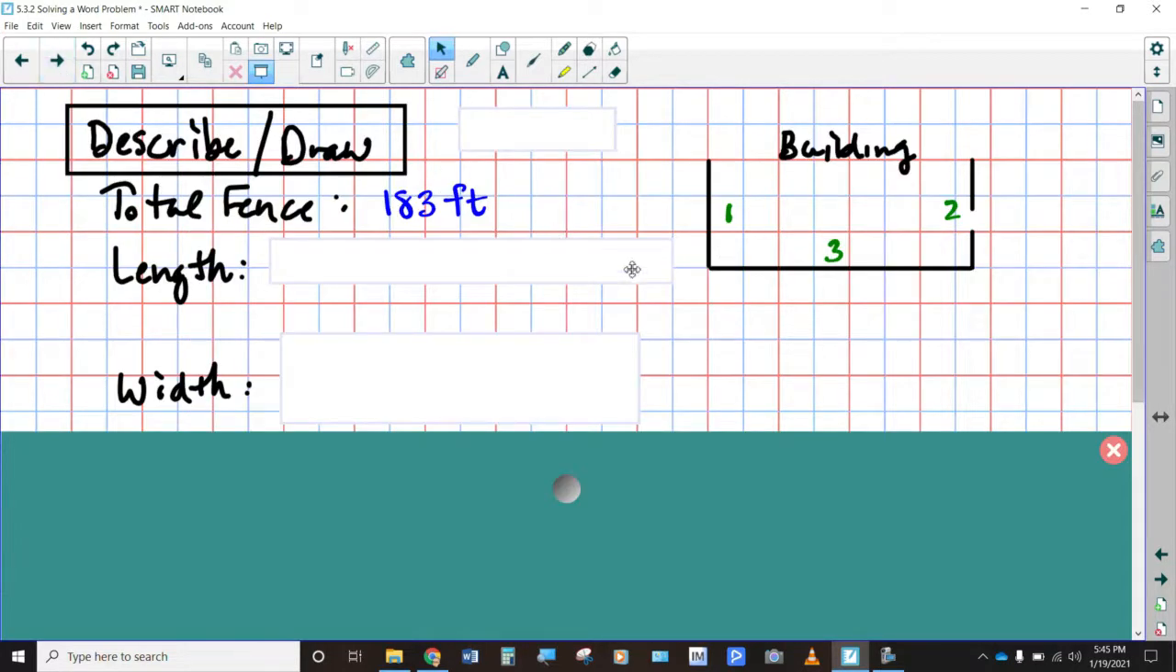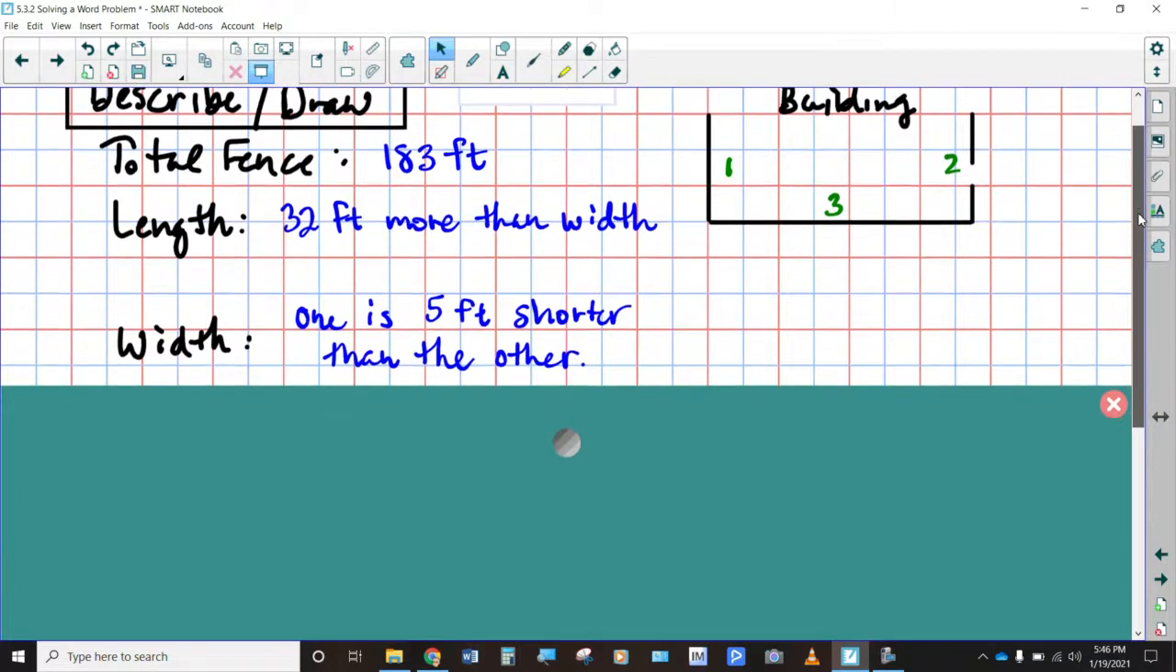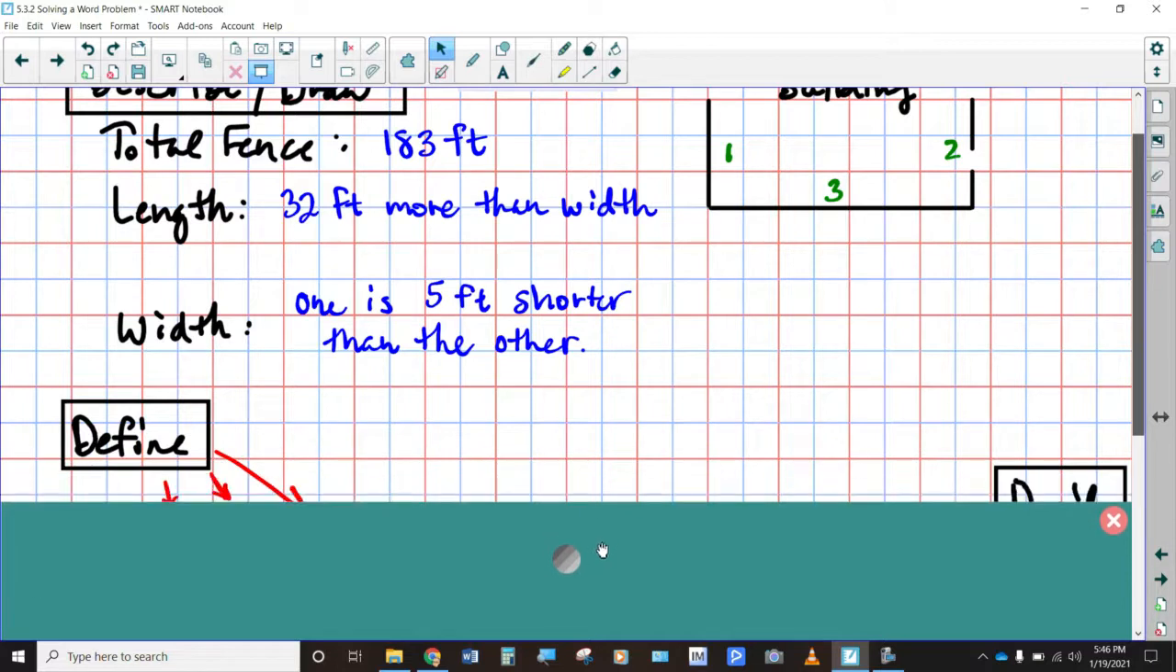Okay, so what did it say about the length? I believe it said something like the length is 32 feet more than the width. And the width, you've got two different widths, right? One of them is 5 feet shorter than the other. So we've got our drawing. We've identified sides 1, 2, and 3. 1 and 2 are the widths, 3 is the length, and this is the important information that we pulled from the word problem. So now we move to the next D, which is the define section of the 5D process.